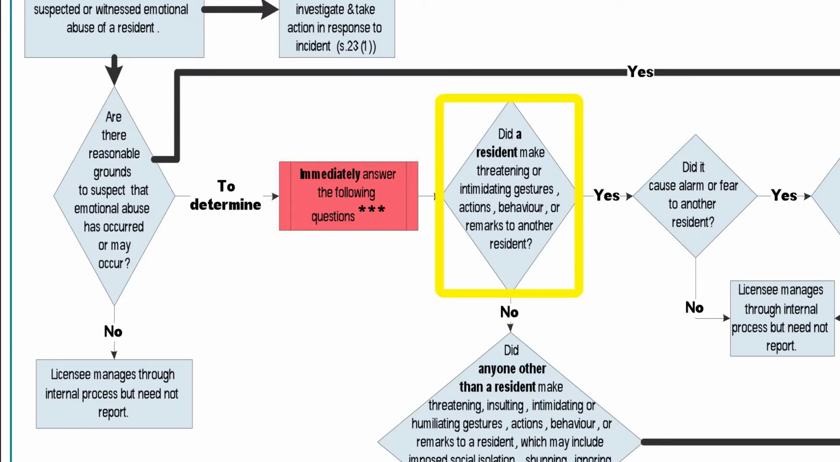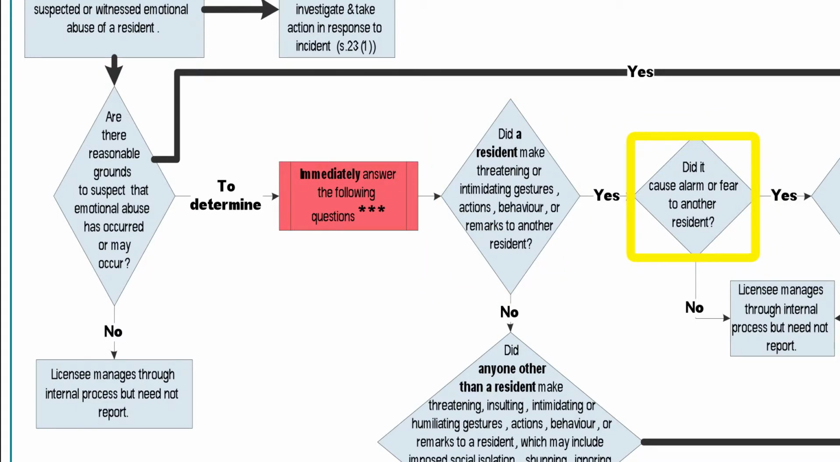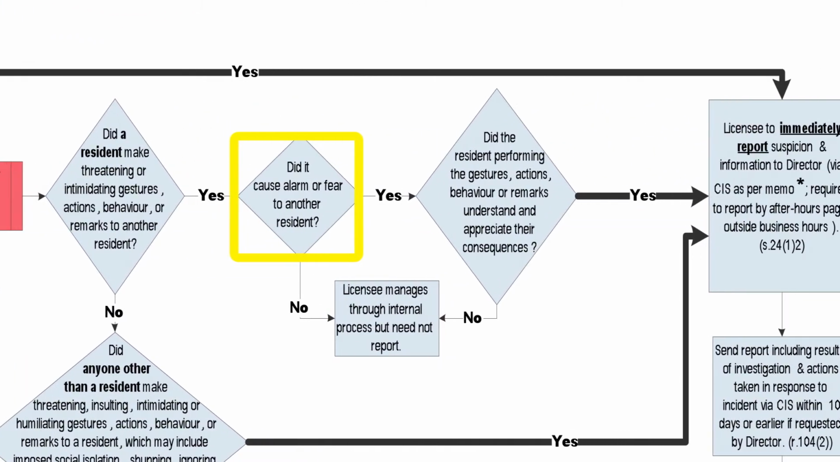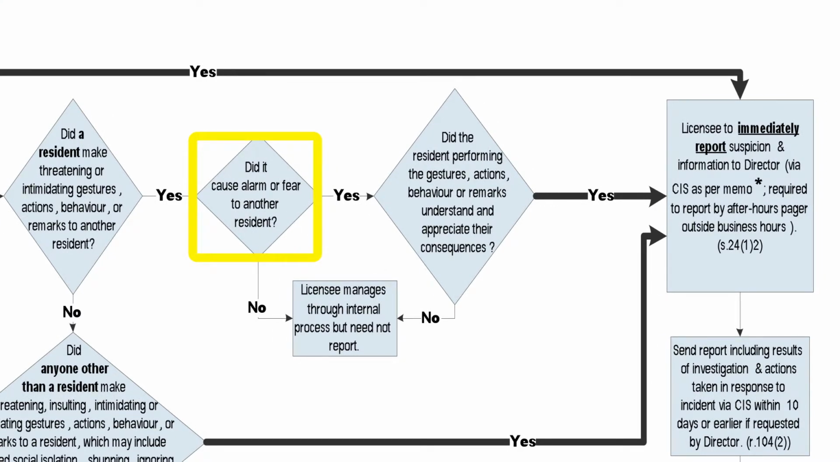Did a resident, so this is what I call the whodunit column on all of the decision trees. Was it a resident who made threatening or intimidating gestures, actions, behavior, or remarks to another resident? So if this is resident to resident, we're going to say in this case, yes, it was. Yes, it was one resident, but notice it doesn't say, well, then you report it immediately. Next question, in next part of the definition, did it cause alarm or fear to another resident?